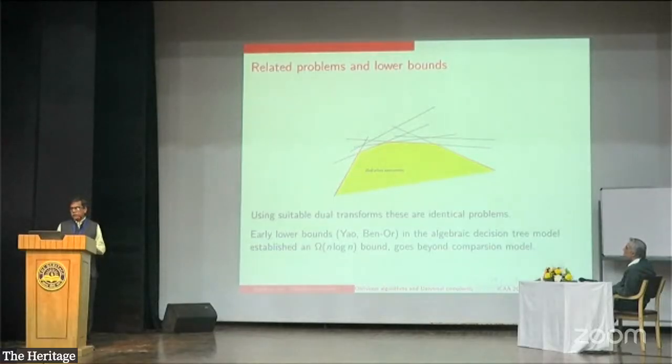Not only that, it was also shown that n log n was the correct lower bound for this problem. So for n points, you would need at least n log n operations, and it requires a little bit more than what sorting requires, because this is a two-dimensional problem. So there are some algebraic operations that are required, but simpler algebraic operations.